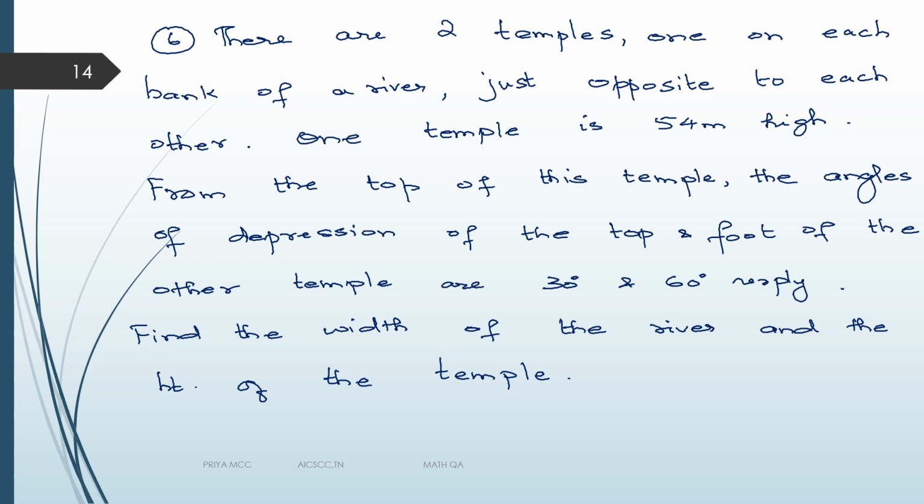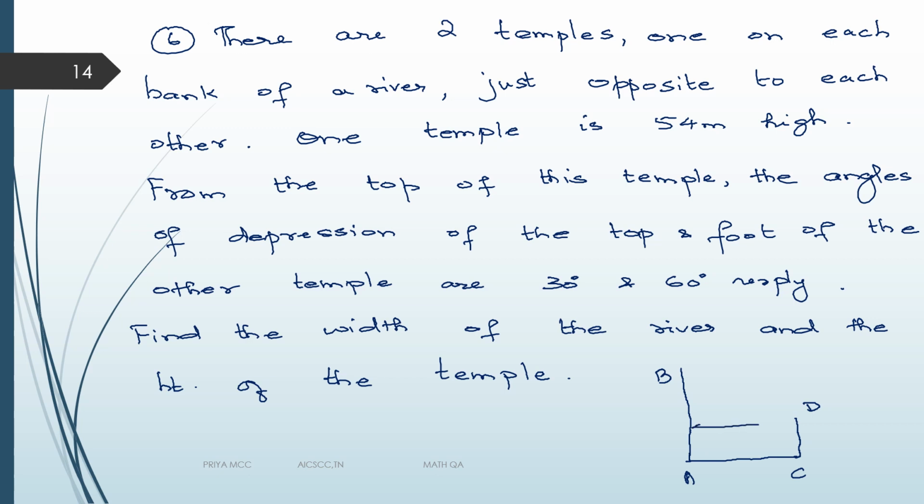So I'll just draw a small diagram here. There are two temples on two sides of a river. So you have a river, right? One temple is 54-meter high. Then there is another temple, right? So let me call that tall temple AB. Okay. From here, the other end of the river, you are looking at two top and bottom. So there is another temple here. Okay. This is my CD.